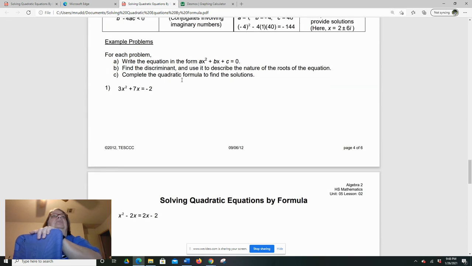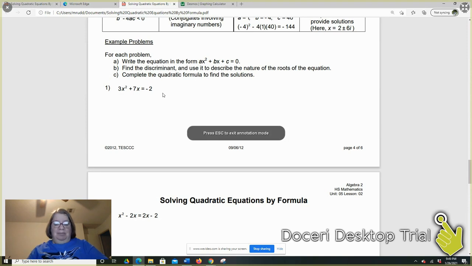This is for each problem. Write the equation in the form ax squared plus bx plus c equals 0. You have to put it in order first. It has to be in standard form. B says find the discriminant and use it to describe the nature of the roots of the equation. And C says complete the quadratic formula to find the solutions. All right, so look at number 1. Is it in standard form? It's not. We have to move the 2 over.